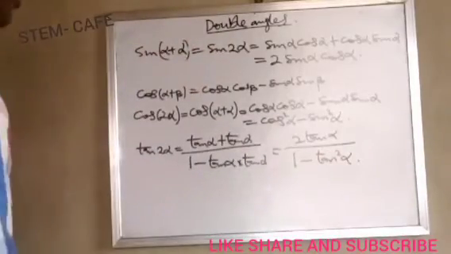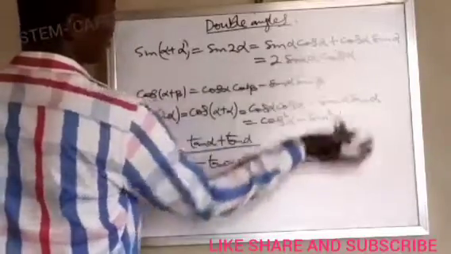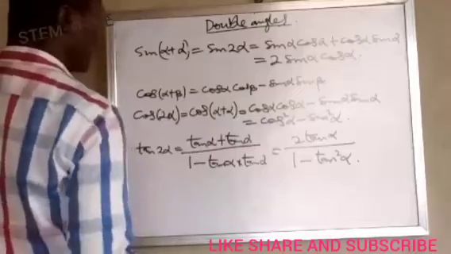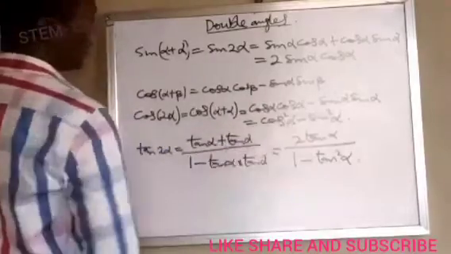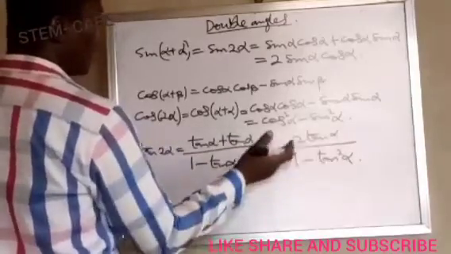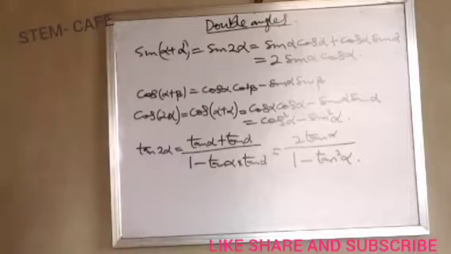So it's very straightforward, very easy to memorize. For sin 2 alpha, it is 2 sin alpha cos alpha. For cos 2 alpha, it is c square minus s square. For tan 2 alpha, it is 2 tan alpha over 1 minus tan square alpha. So straightforward, 2t over 1 minus t square.